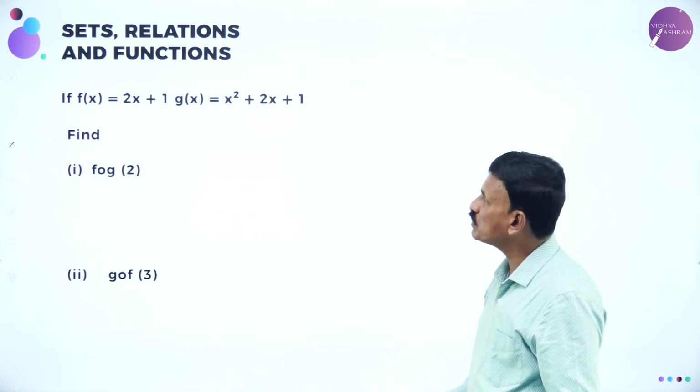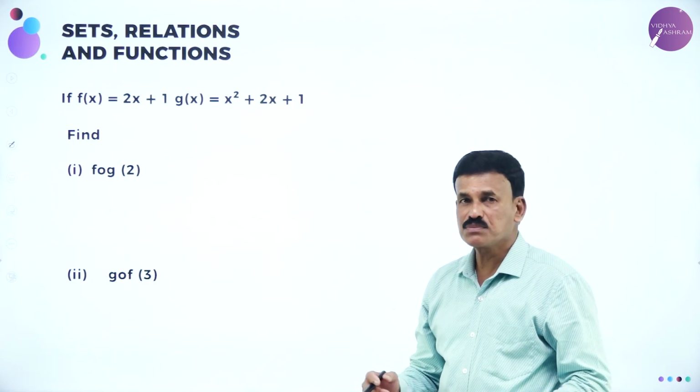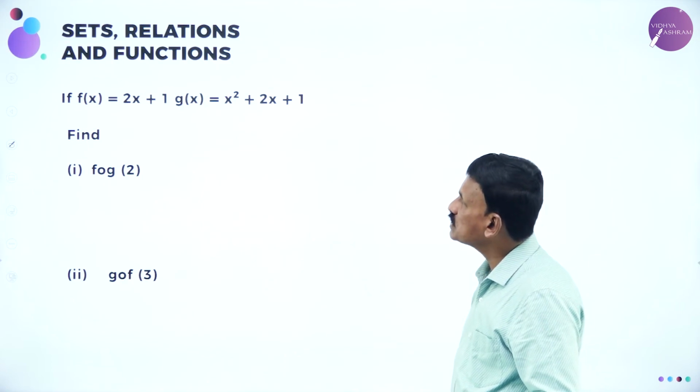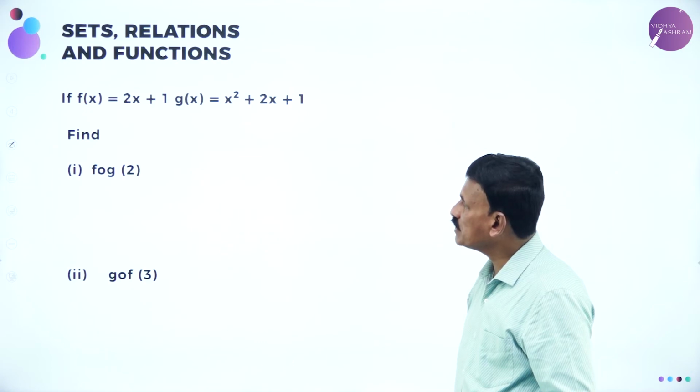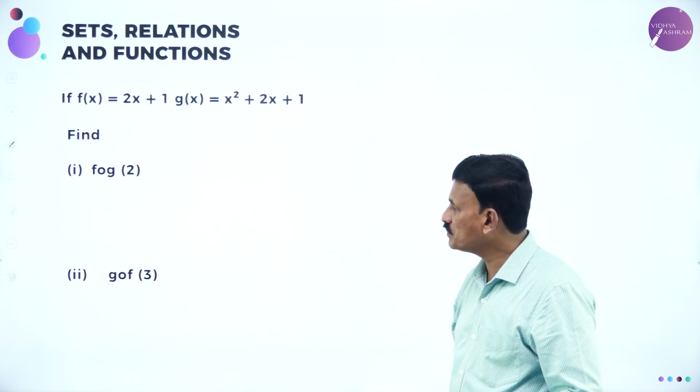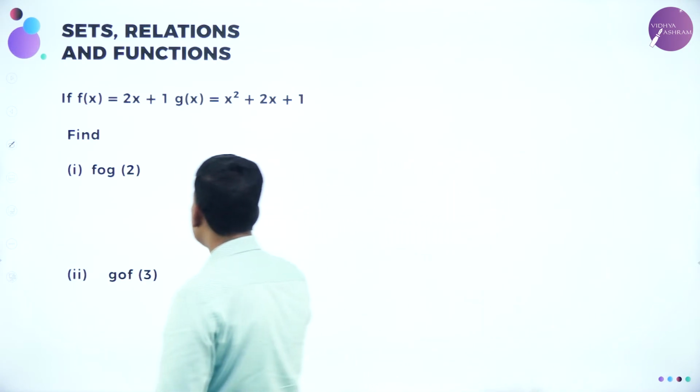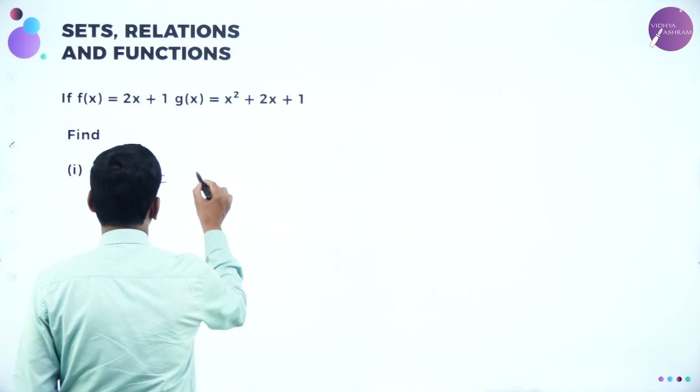Now let us come to the next problem. These are all exercise problems. If f of x is equal to 2x plus 1 and g of x is equal to x square plus 2x plus 1, find f naught g of 2 and g naught f of 3. Same type of concept. Now let us come to the first one, f naught g of x.